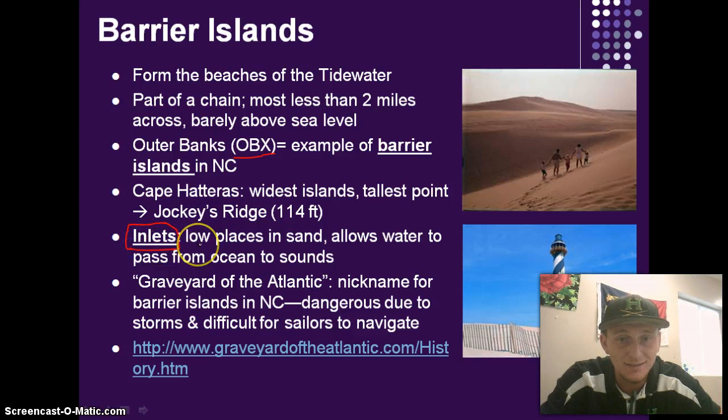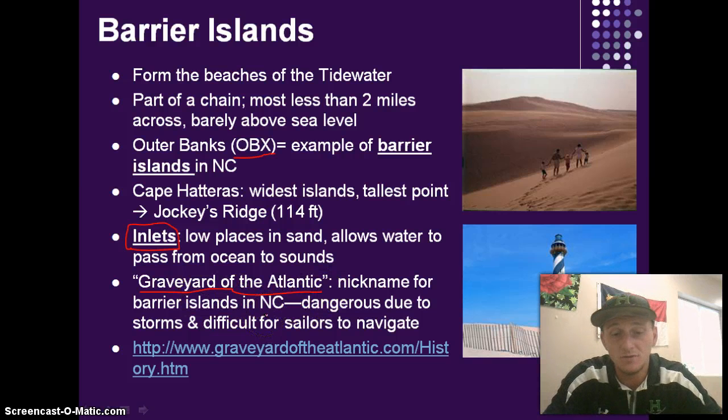Okay, another word to know, inlet. Low place in the sand allows water to pass from ocean to the sound. Okay, our nickname for our coastline. Our nickname for our coastline is Graveyard of the Atlantic. This is the nickname for Barrier Islands in North Carolina. Pretty much the reason our coastline was given this nickname, obviously we know what a graveyard is, it was dangerous because of the storms, and it was very difficult for people to come in and out of North Carolina. Graveyard of the Atlantic.